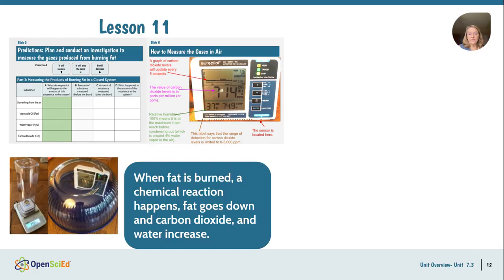This makes us wonder if this is happening in our body to provide us energy. Does it actually burn fat and other food? So in lesson 12, we know we breathe in oxygen and we breathe out carbon dioxide. This is similar to the burning we saw in lesson 11, where there was fat and oxygen before burning and carbon dioxide and water after burning.